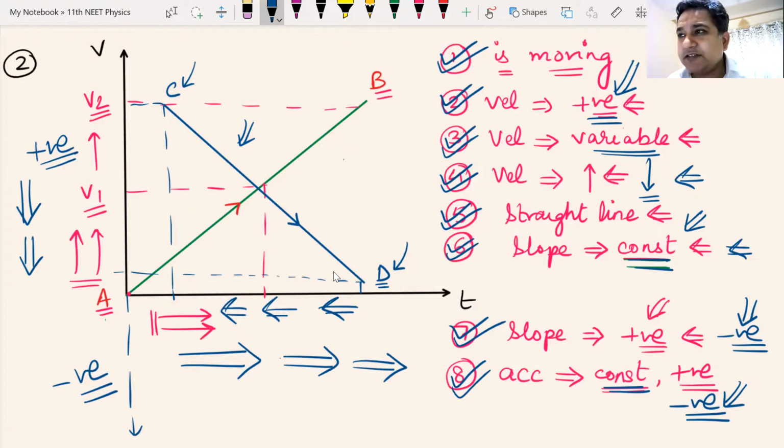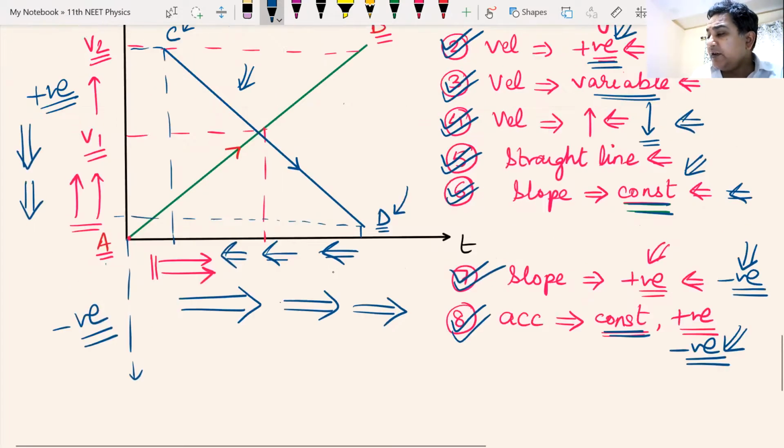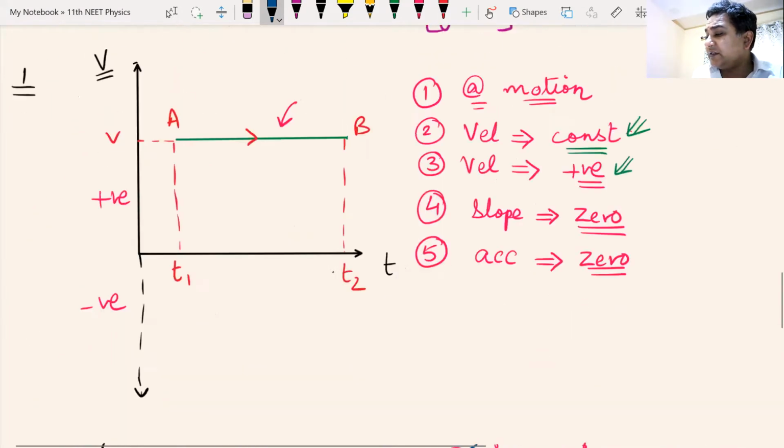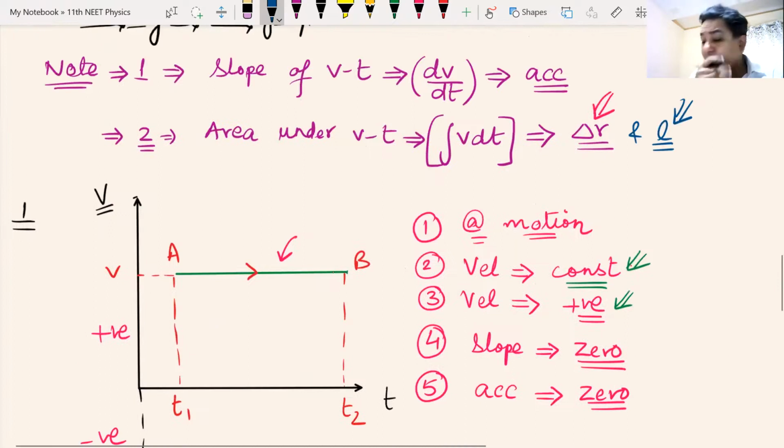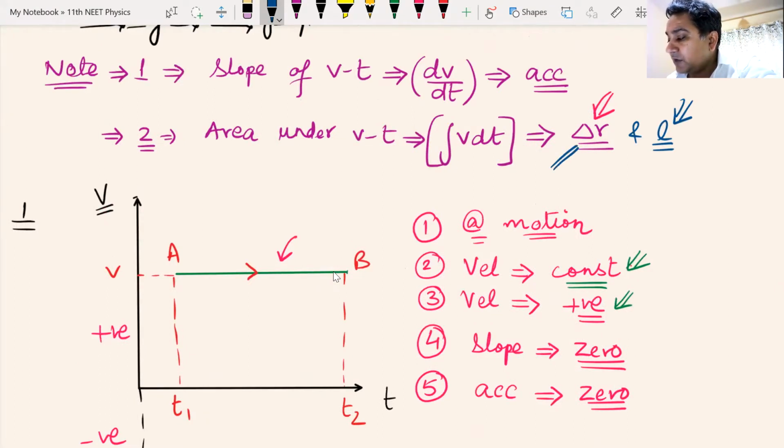Do we understand these graphs correctly? Okay. Now we also discussed that we can find both displacement and distance from the velocity time graph. So we will now discuss how we get the value of displacement and distance traveled.